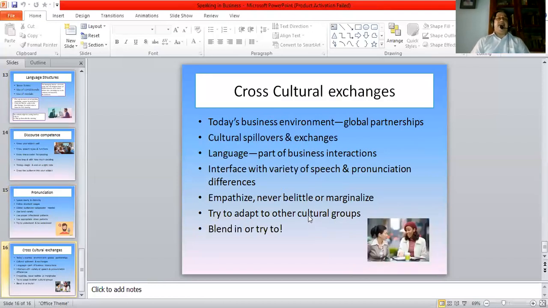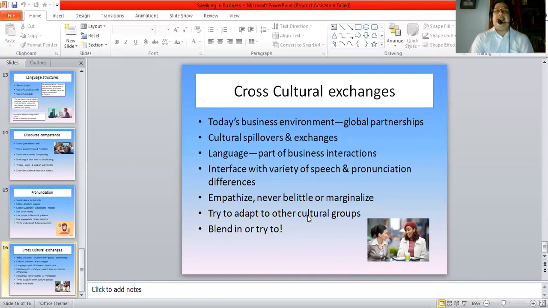Now, in today's business environment, there are a lot of global partnerships and cross-cultural exchanges taking place. A lot of cultural spillovers are happening. Now, language is a part of the culture and it's a part of the business interactions. So when we use language, we also carry the baggage of culture. In fact, there are a variety of speech and pronunciation differences between people all talking in English from different parts of the world. So we have to be aware of these differences.